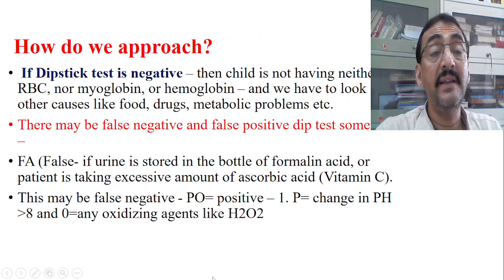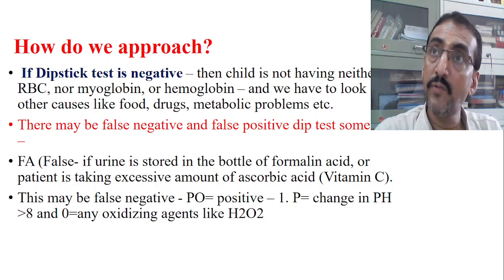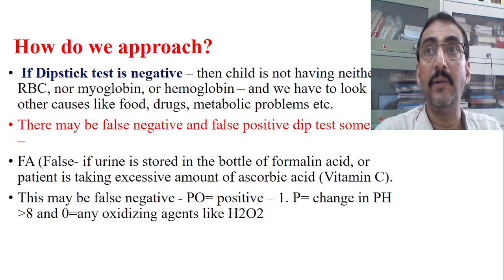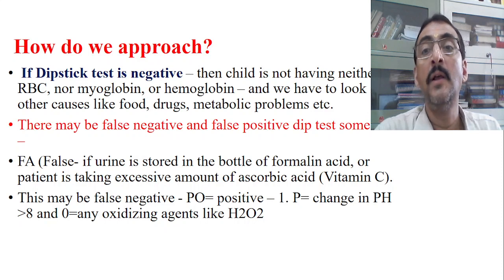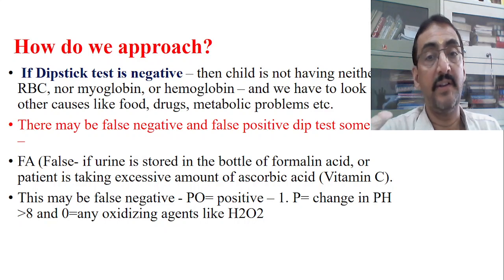And suppose the dip test is negative and the child is not having RBC, no myoglobin, no hemoglobin. Now this is the actual thing. If the dip test is positive, we have two options, either myoglobin or hemoglobin, and then by looking at the plasma color, we can decide. But if the dip test itself is negative, then definitely we have to think that it is not RBC, not myoglobin, not hemoglobin. So now we have to look into other causes like maybe food, maybe drugs, maybe metabolites, etc.